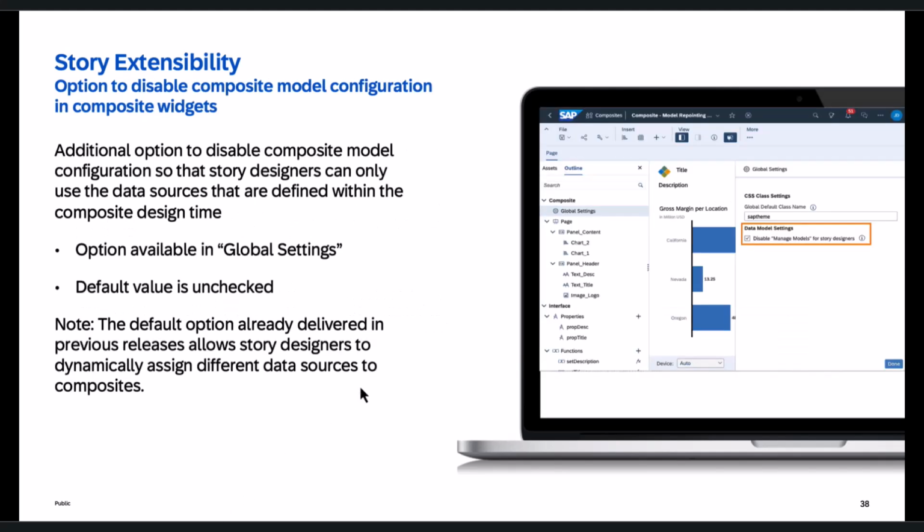So the next feature is also related to the composite. Within the composite, you have the option now to go to the data model setting and to have the option disable manage model for story designers. So the default setting is unchecked. That means you create this composite, and in the story, you can adapt this composite data model to the story data model. But also in some cases, you don't want the story designer to change the data model in the story at all for the composite. And for that cases, you can use this option to do so.